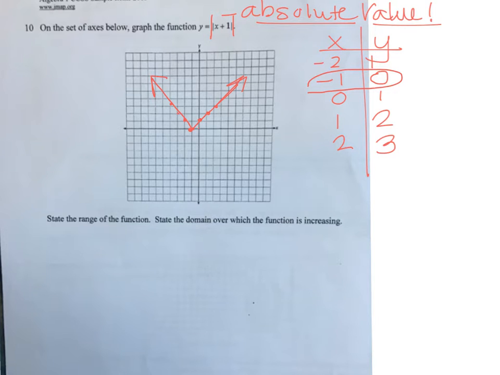So state the range of the function. Range means y values. So what are the y values? Given this picture, knowing that it goes on infinitely. So that means we're looking at this here. So the y values start at 0, and it goes up to infinity because these continue to go out. So all values for y are greater than or equal to 0.